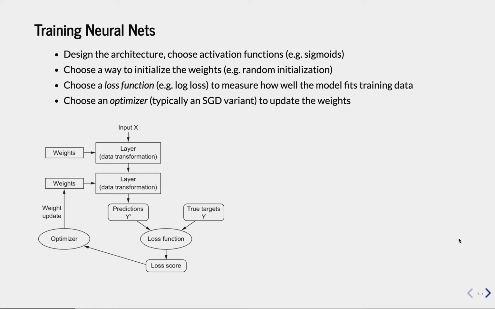Hi, welcome back. In the previous video, we looked at what neural networks are and how we can construct them. In this video, we'll talk about how to train them. Now, to start training a network, first of all, we need to design the network, which means we have to choose how many layers we have.